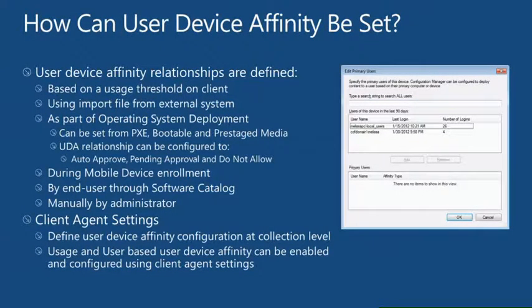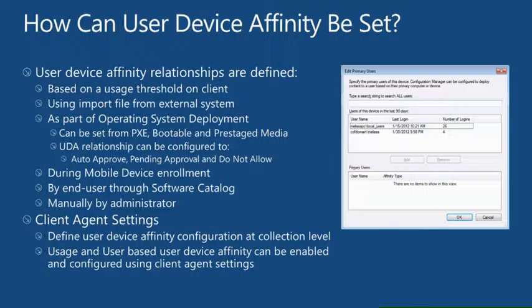And how do you set that UDA? User device affinity can be set using multiple methods. You can define a primary device for a user on the Config Manager console. And the way you can do it is by providing a usage threshold. Config Manager will understand that user AJ has logged in 10 times within the last 2 days, and is able to give you that information, and based on that, the admin can say, okay, this is the primary device of that user.